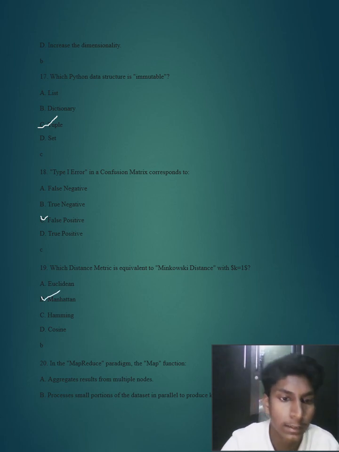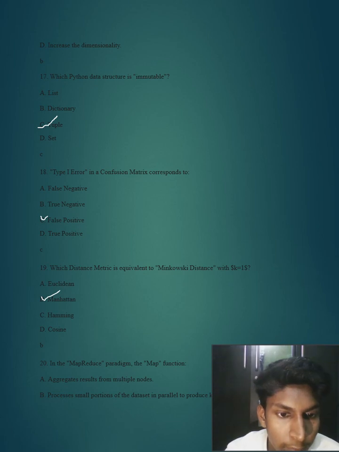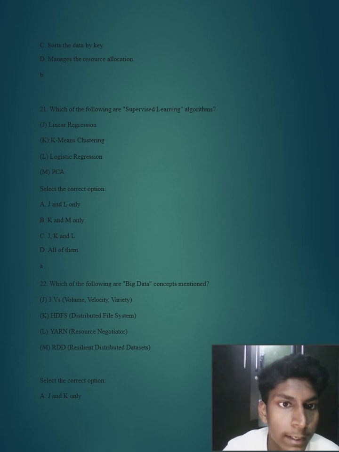Question number 20. In the MapReduce paradigm, the map function: aggregates results from the multiple nodes; option B, processes small portions of the data set in parallel to produce key-value pairs; stores the data by key; manages the resource allocation. So the correct option is option B.